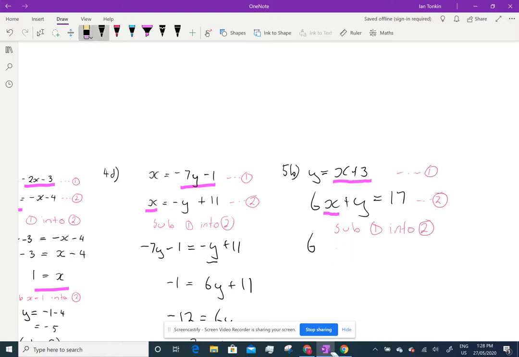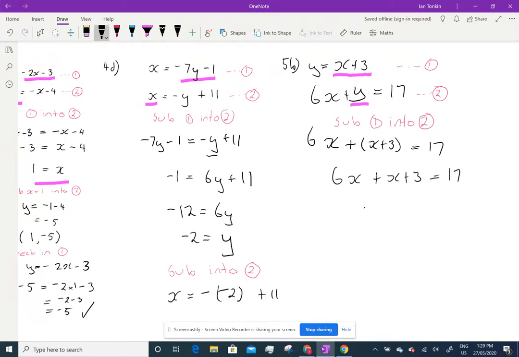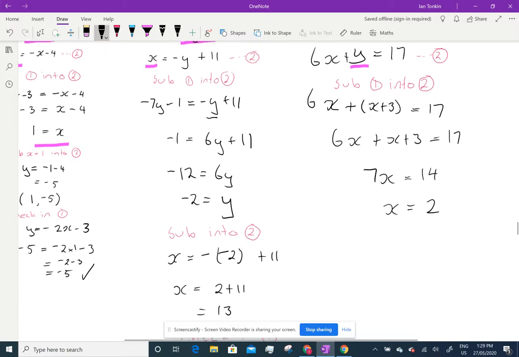Oh, silly me. It doesn't go in there. Come on, give me my eraser. It goes in here. Oh, I erased it out now. It goes in here. That's where my y goes. So I get 6x plus x plus 3 equals 17. 7x, subtract the 3, equals 14, divide by the 7, x equals 2.